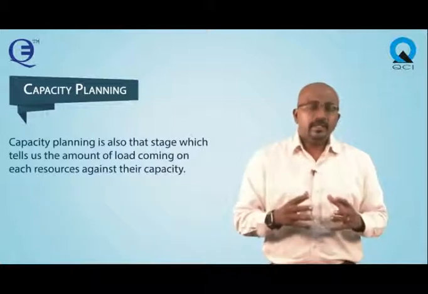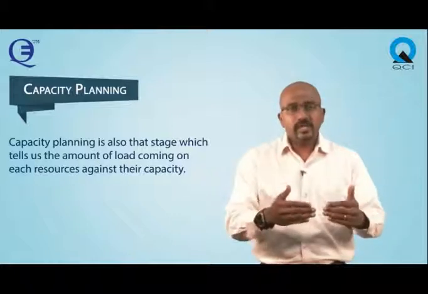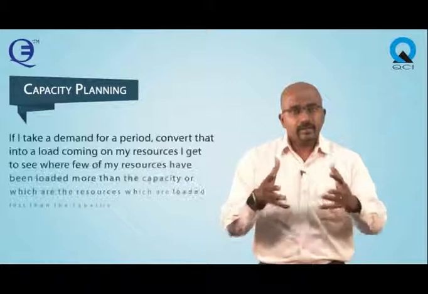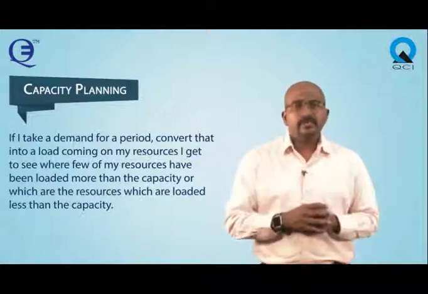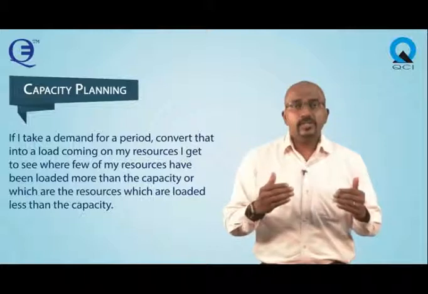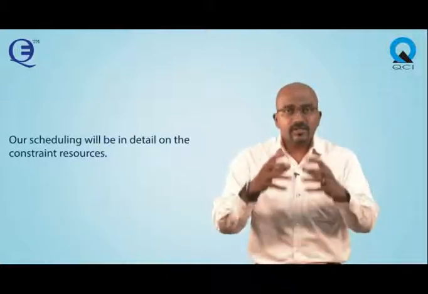However, capacity planning is also that stage which tells us the amount of load coming on each resource against their capacity. So if I take a demand for a period, convert that into the load coming on my resources, I get to see where a few of my resources have been loaded more than the capacity, or which are the resources which are loaded less than the capacity. It is at this stage we find out the more constrained and the less constrained, as guided by the principles of flow. Now, when we have identified this, we know where to focus on. So our scheduling will be in detail on the constrained resources.